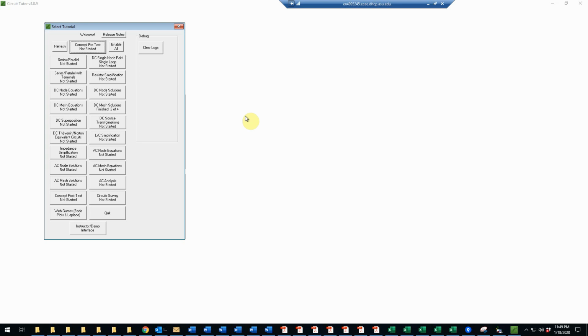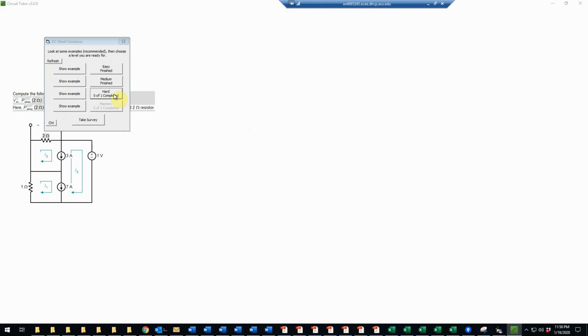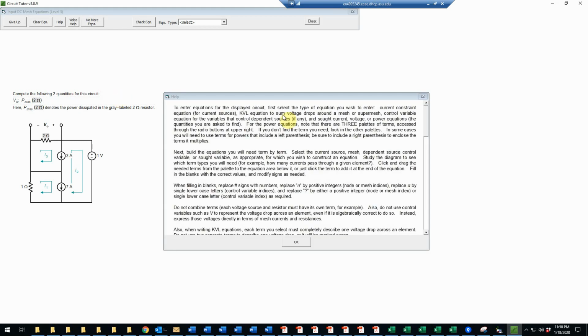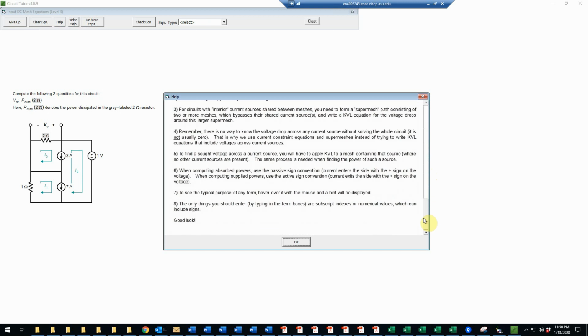This is an example of a DC mesh solutions problem at level 3. We're going to click on DC mesh solutions. And of course, we always have examples available here at different levels of difficulty. So I'm going to click on a hard or level 3 problem. So we have the instructions here. If we need those, we can review that.